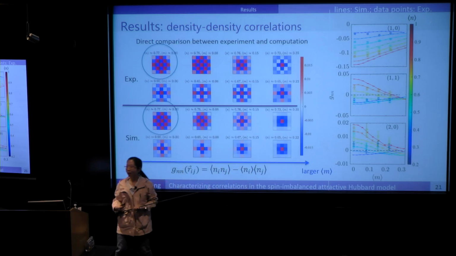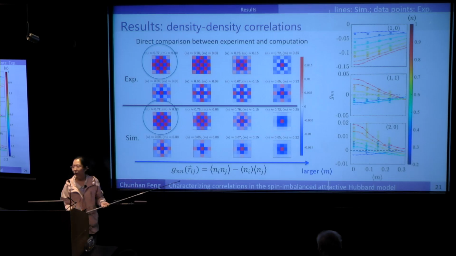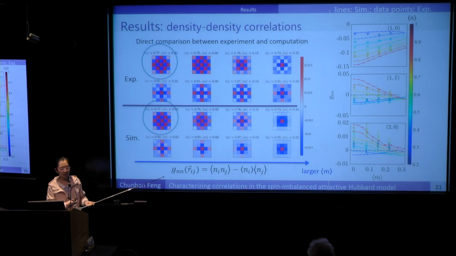Question: What is the temperature that you took for these simulations? Yeah, this one is at T equal to 1/3. Thank you. Yes.